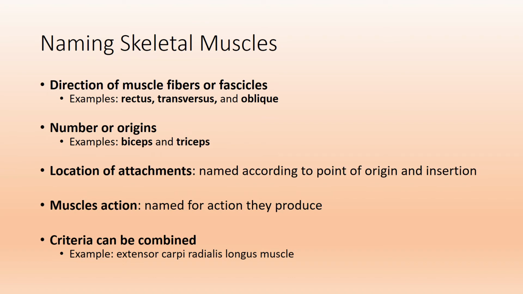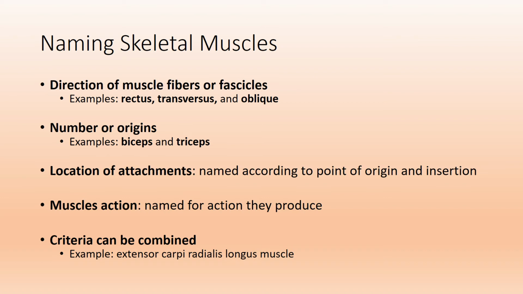Sometimes muscles will be named based on the number of their attachments or origins. For example, the biceps brachii and the triceps brachii have 2 and 3 origins respectively. Another factor that we can use when naming skeletal muscles will be the location of the origins and/or insertions. For example, there is a muscle in the neck known as the sternocleidomastoid muscle. The name of the muscle literally tells you the 2 origins and the insertion.